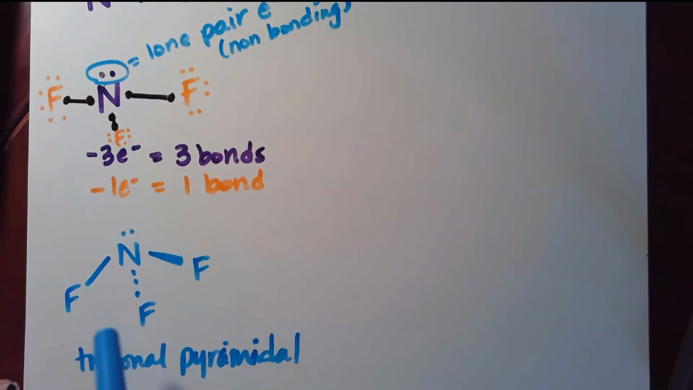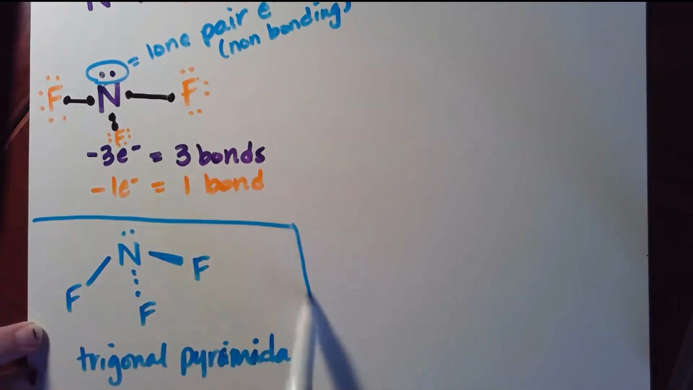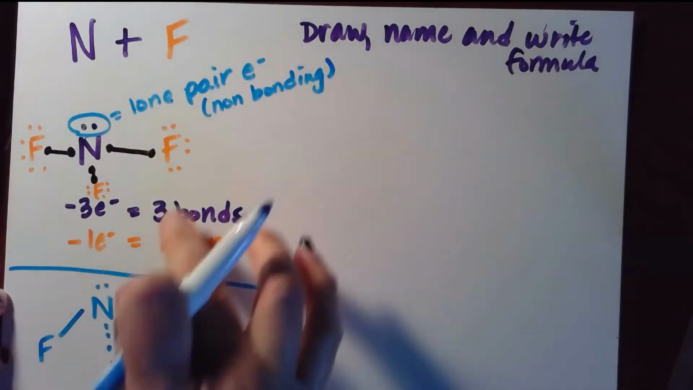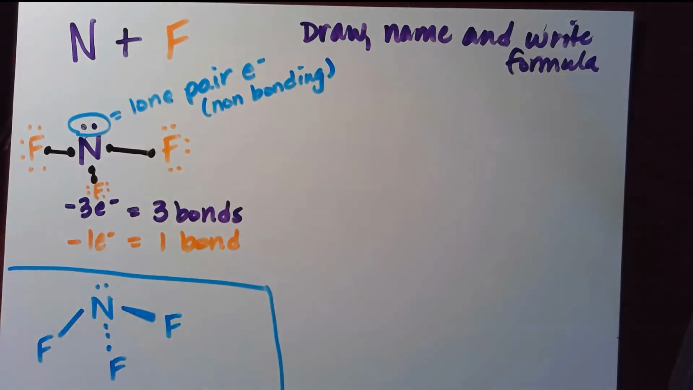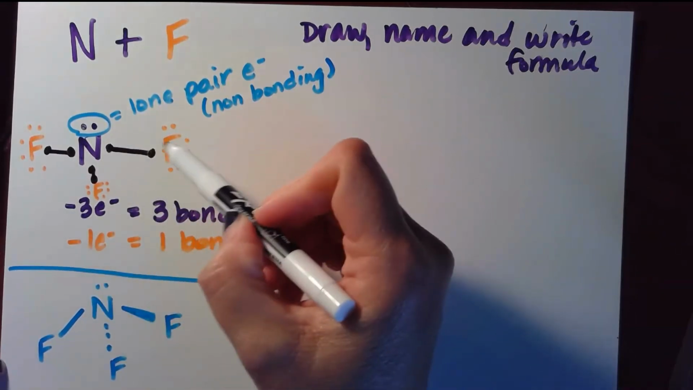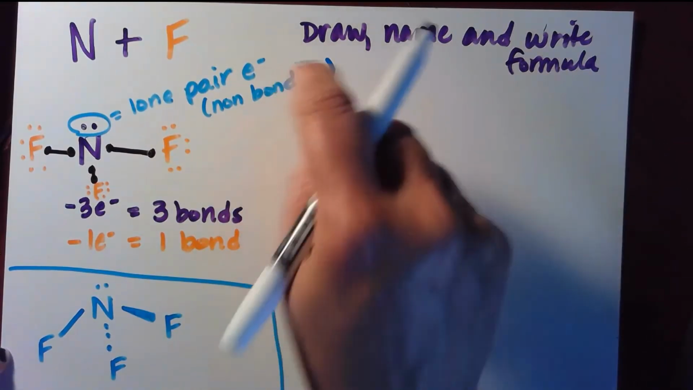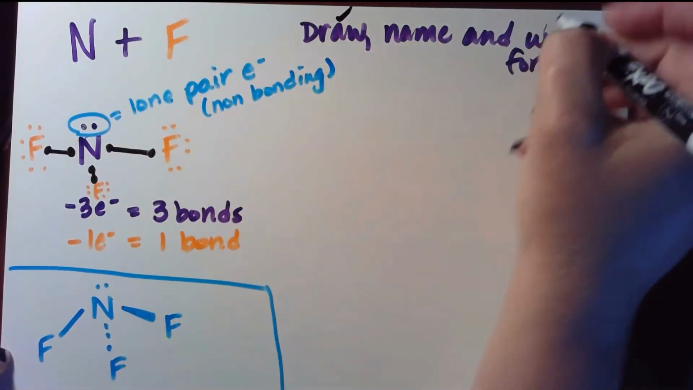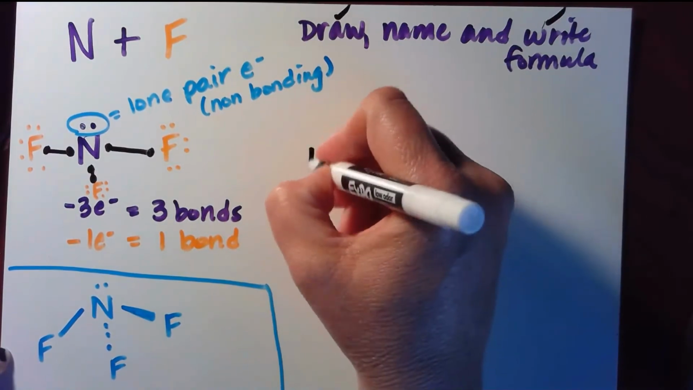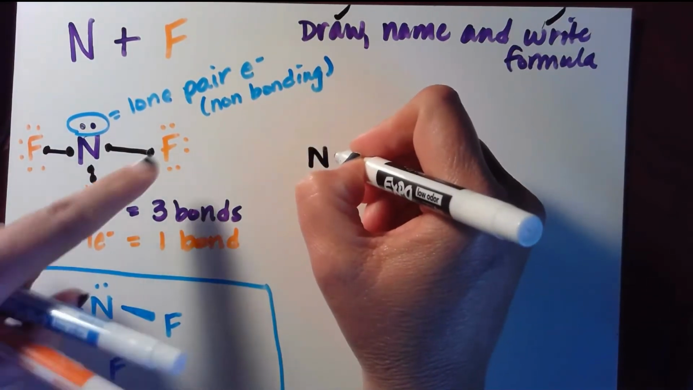All right. So now, notice we've done all of this stuff. Technically, this is extra for right now. Focus on this part right here, the uglier part, in my opinion. We've written our formula. Notice how many F's do we have? 1, 2, 3. So we drew it, now we're going to write the formula, which is NF3.